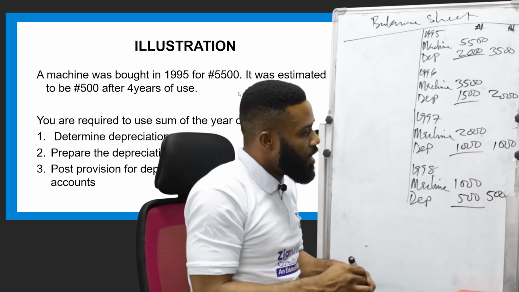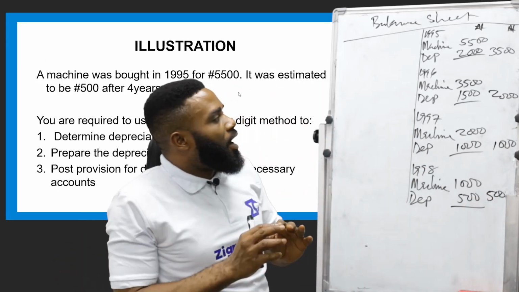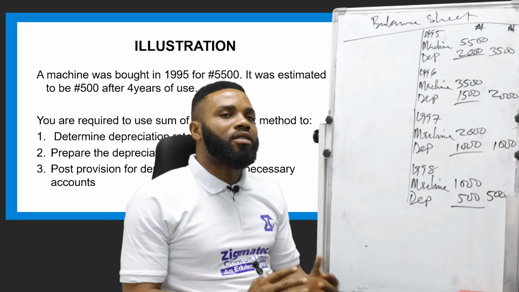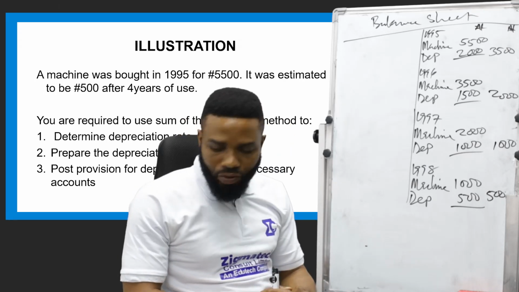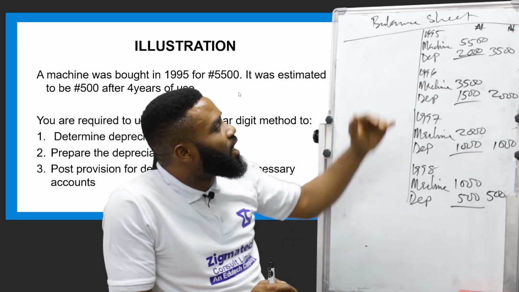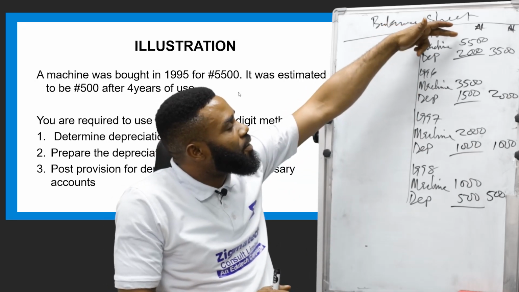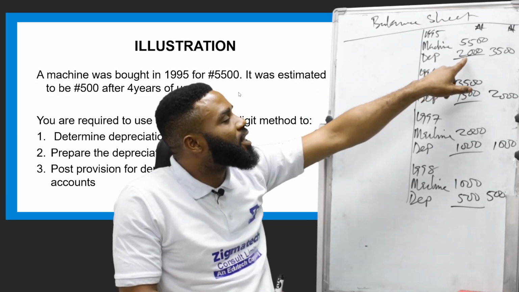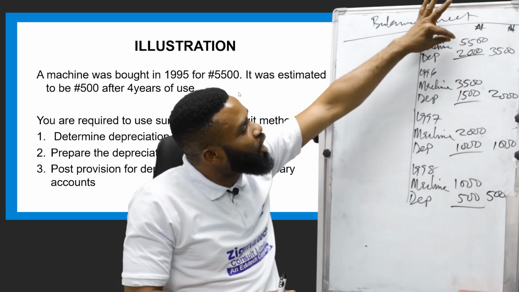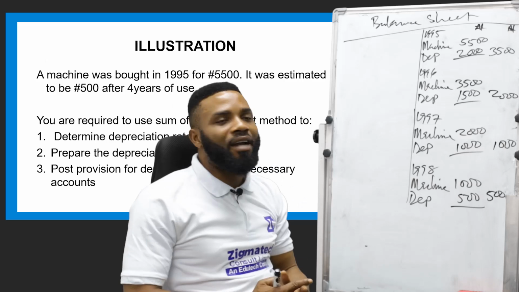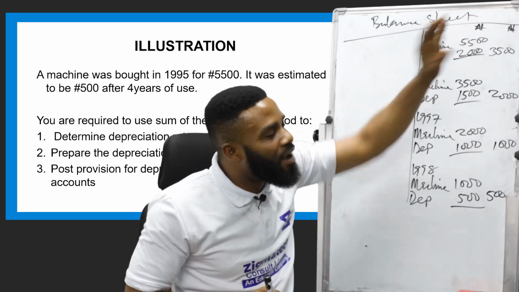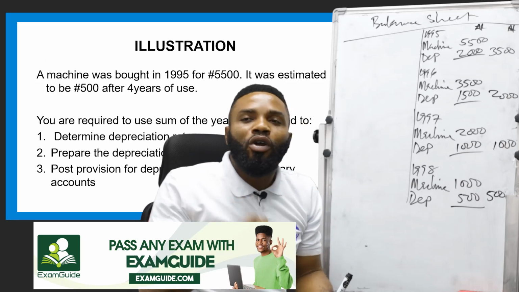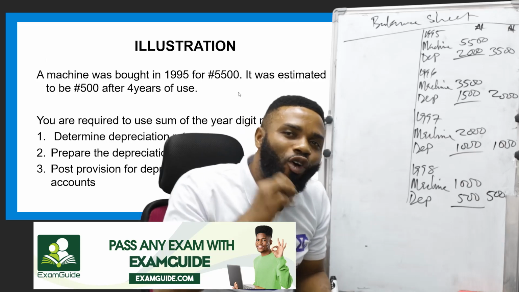Now let me explain something, because this is where we want to clarify students on the difference between the reducing balance method, the straight line method, and the sum of the year digit method. Now, if you look at this, you will see that the cost of the machine from the beginning is 5,500, while the depreciation is 2,000. Now, when you subtract or when you charge the depreciation on the cost of the asset, you are left with 3,500. This 3,500 that you have here is the residual value, or what we call the net book value, or what we call the scrap value of the asset at the end of year one.